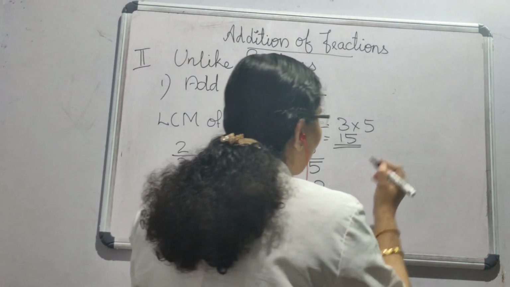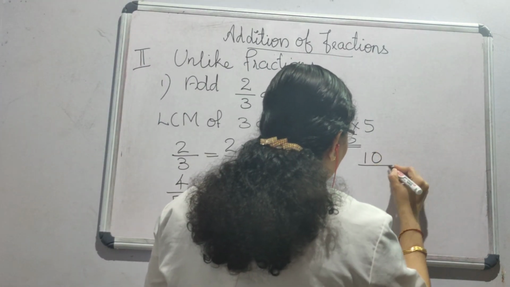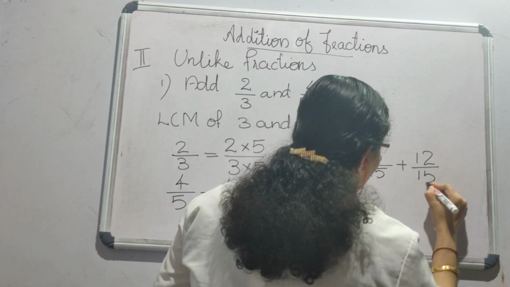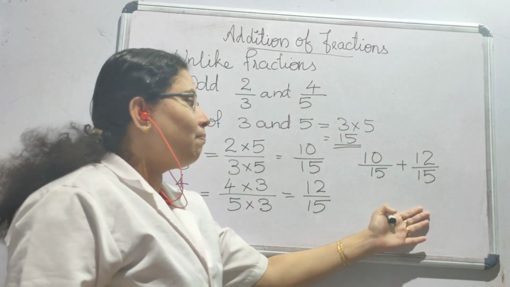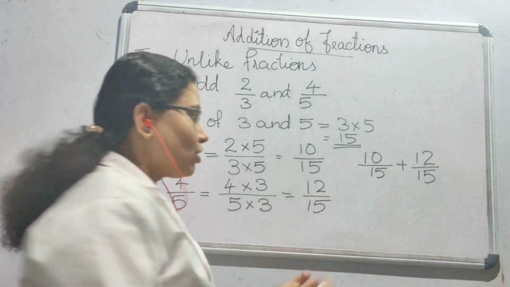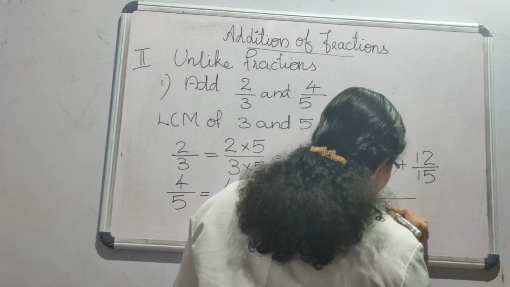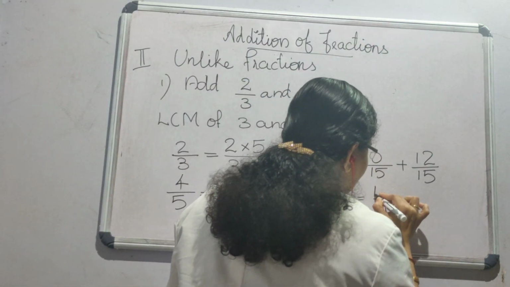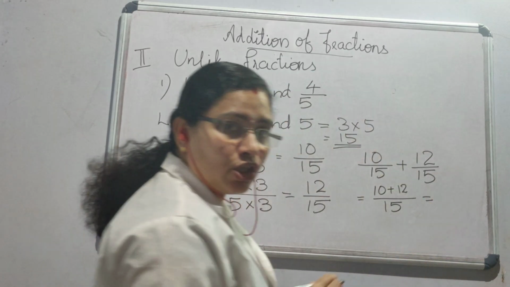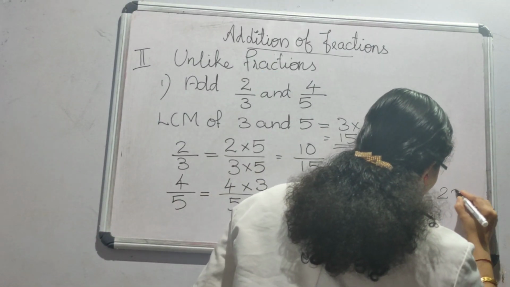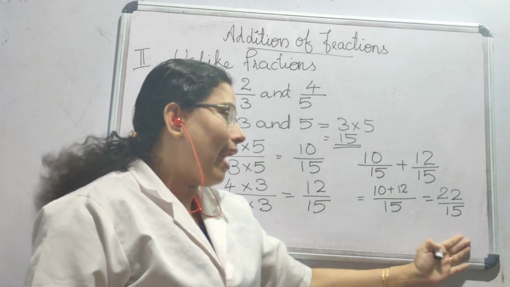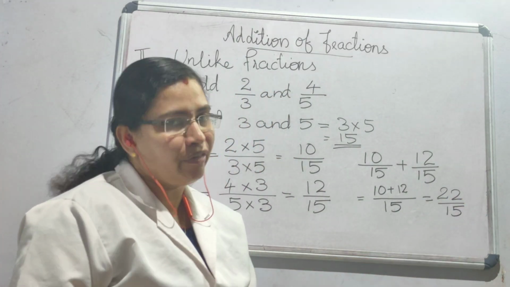So now what we have to do is add 10 by 15 plus 12 by 15. Okay, this is very simple. How to add two like fractions? Now that it is in the form of like fractions, I can write the denominator as it is and add the numerators. So I got 10 plus 12 is 22 by 15. So I have got 22 by 15.